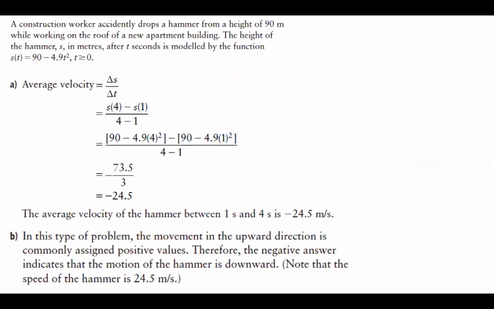Therefore, the negative answer indicates that the motion of the hammer is downward, which is opposite to your positive direction. And the amplitude of this vector is 24.5. That means the speed, which is a scalar, of the hammer is 24.5 meters per second, right?